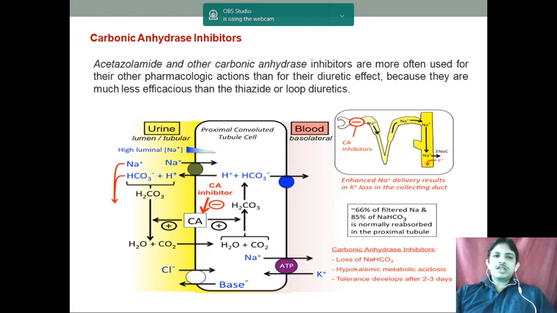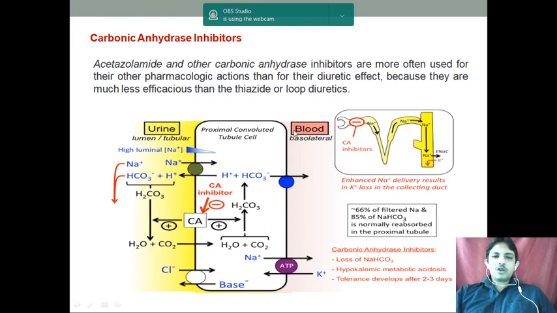So first we'll discuss the mechanism of action of carbonic anhydrase inhibitors. Now acetazolamide and other carbonic anhydrase inhibitors are most often used for their pharmacological activity other than the diuretic effect, because they are weak diuretics. They are not as efficacious as the thiazide diuretics or the loop diuretics.